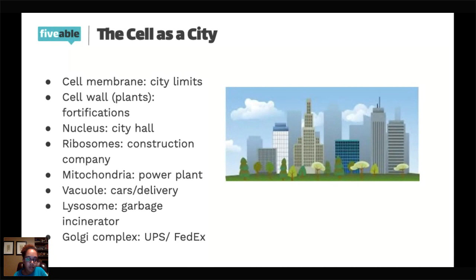They're the ones producing whatever the product is at the factory, but in a cell, they produce proteins. Mitochondria would be the power plant, since the factory still needs power. The vesicles would be the things that move the product from place to place. In a factory, that would be the conveyor belt, and in a cell, that's the vesicle. Lysosome, I guess, would just be the trash. And then the Golgi complex would be the actual packaging center of the factory.